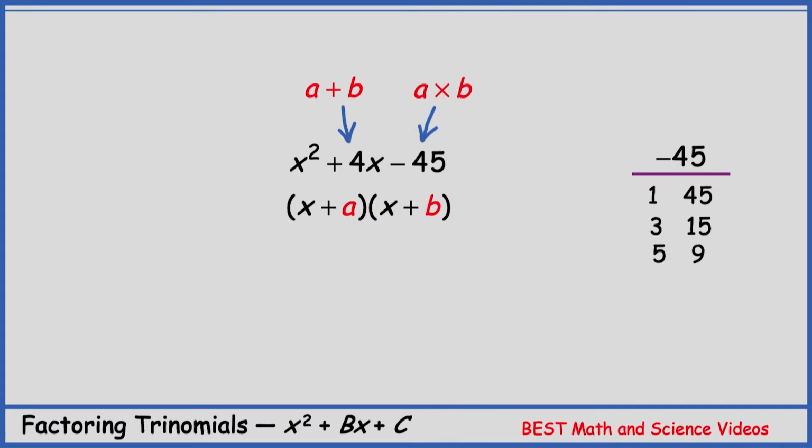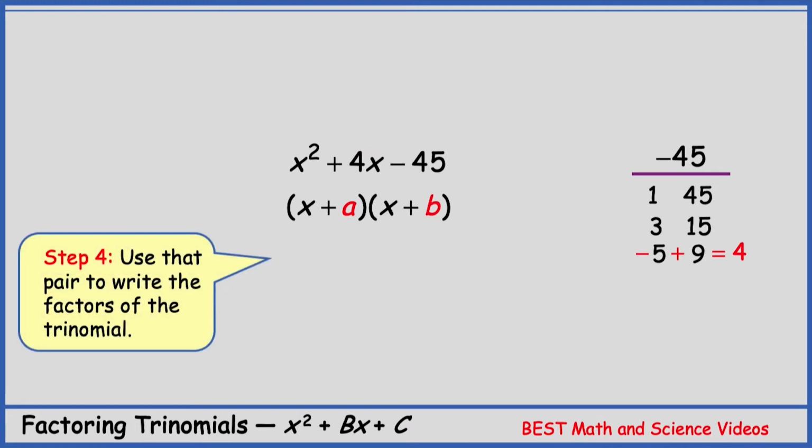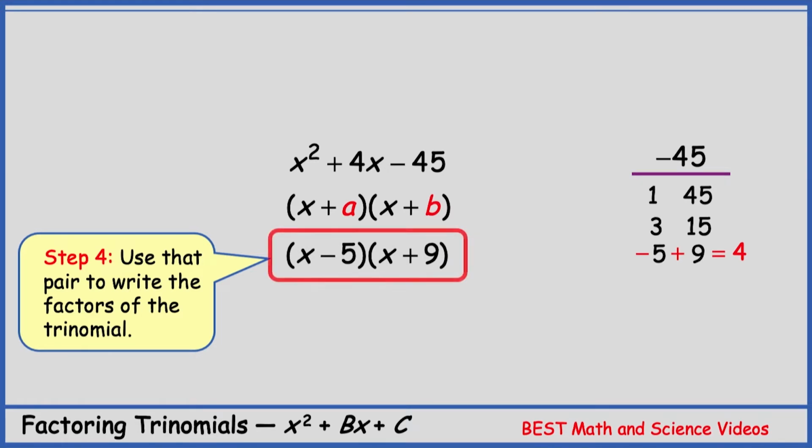So the next step is to identify the correct numbers. If you look at each of the possible pairs, you see that adding negative 5 and positive 9 gives 4, so this is the pair you want. The final step is to substitute these numbers into the expression. So the factored form of the trinomial is x minus 5 times x plus 9. And this is your answer.